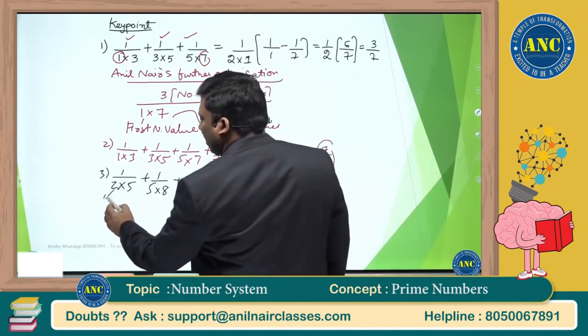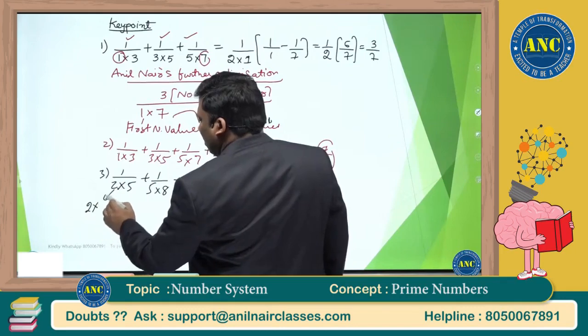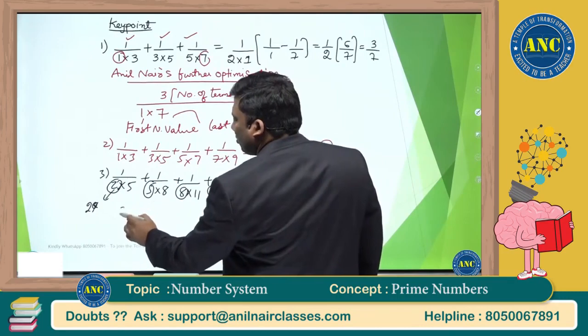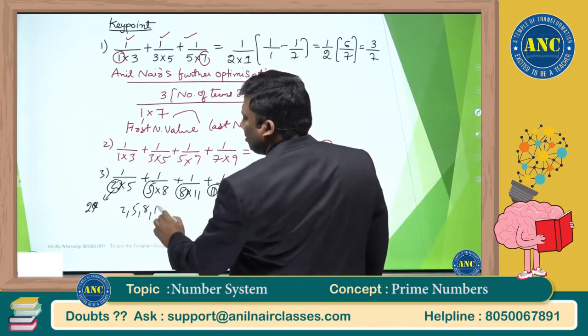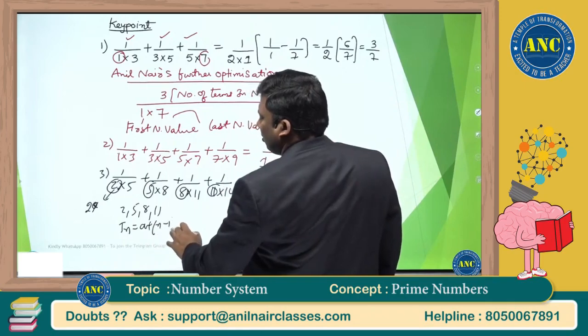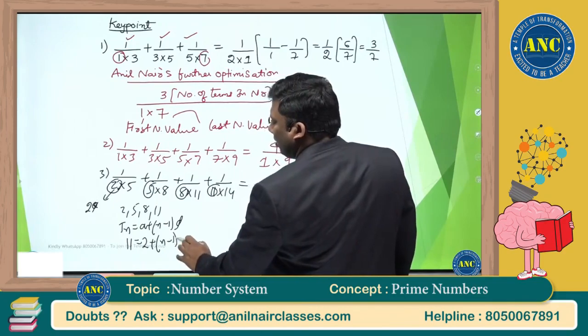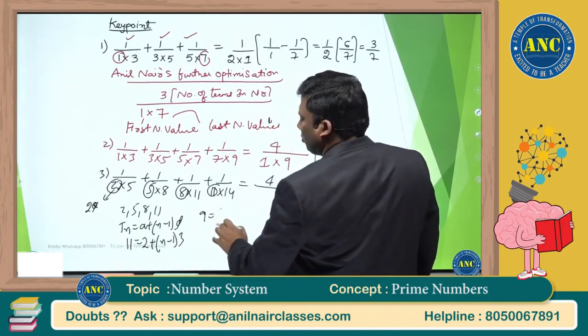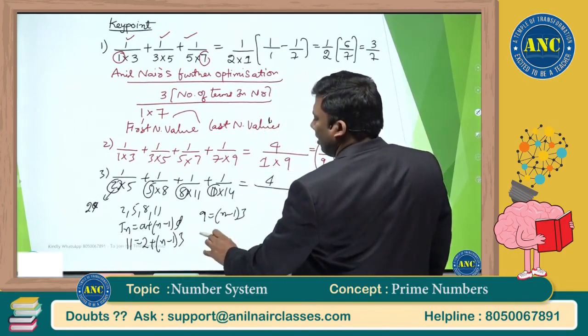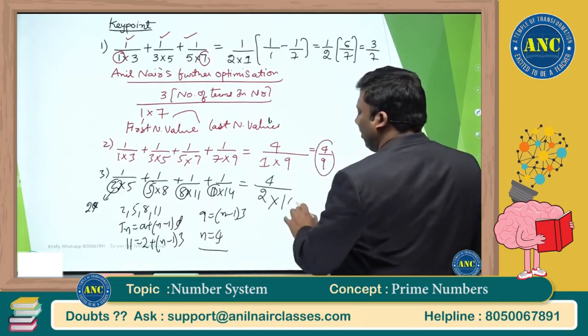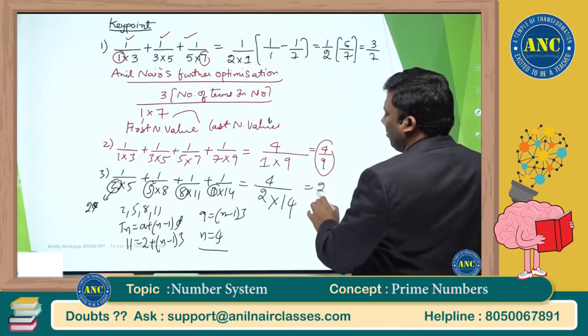Now if you see here, the series is 2, 5, 8, 11. You can also see this. 2, 5, 8, 11. Tn is a plus n minus 1 into d. 11 equivalent to 2 plus n minus 1 into 3. 9 equivalent to n minus 1 into 3. N equivalent to 4. Are you all with me? Write down the first numerical value and write down the last numerical value.